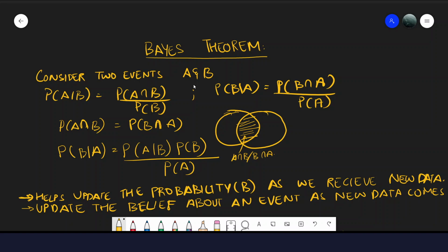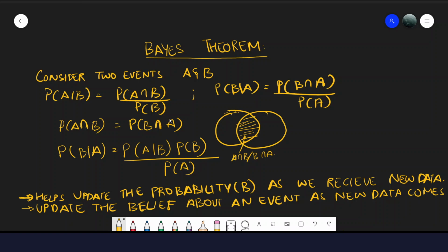So consider two events A and B from a sample space, and let's say that we know from conditional probability that P of A given B is equal to P of A and B upon P of B, right? Similarly, from conditional probability, we also know that P of B given A is equal to P of B and A upon P of A, right? If you don't know this, just look at the previous videos.